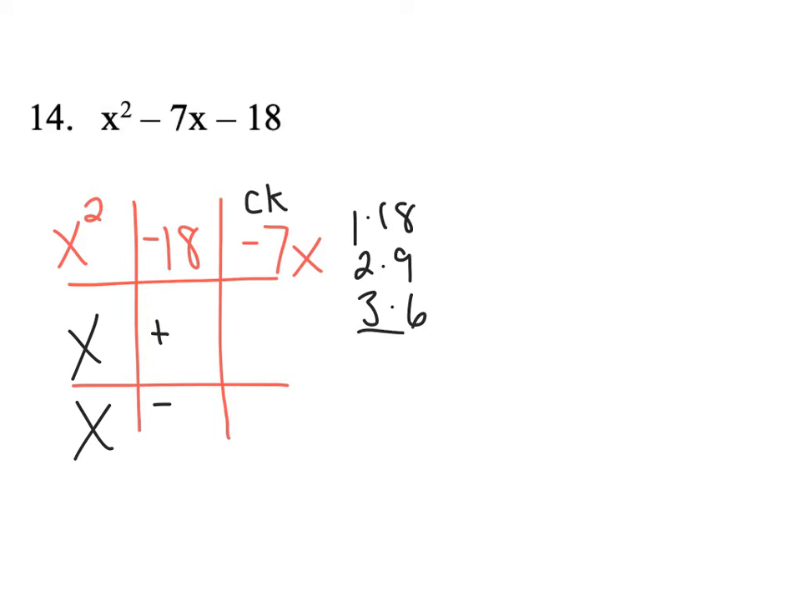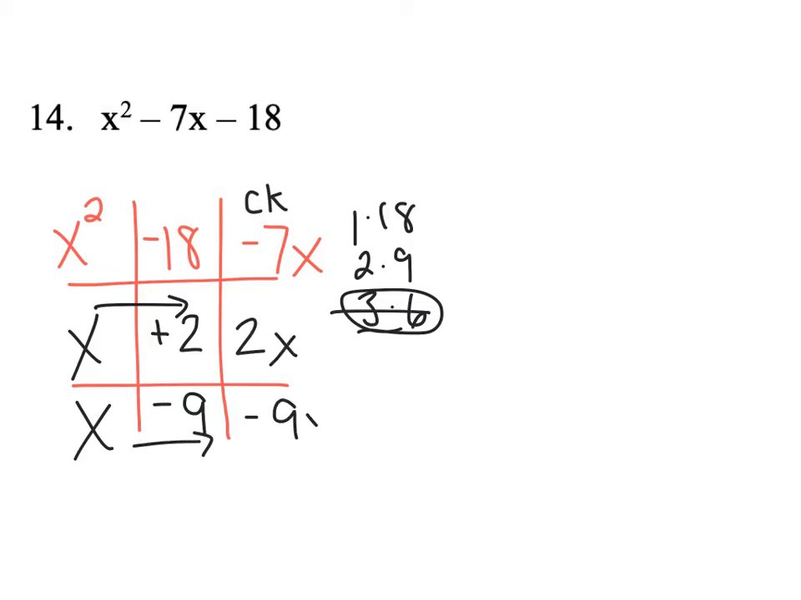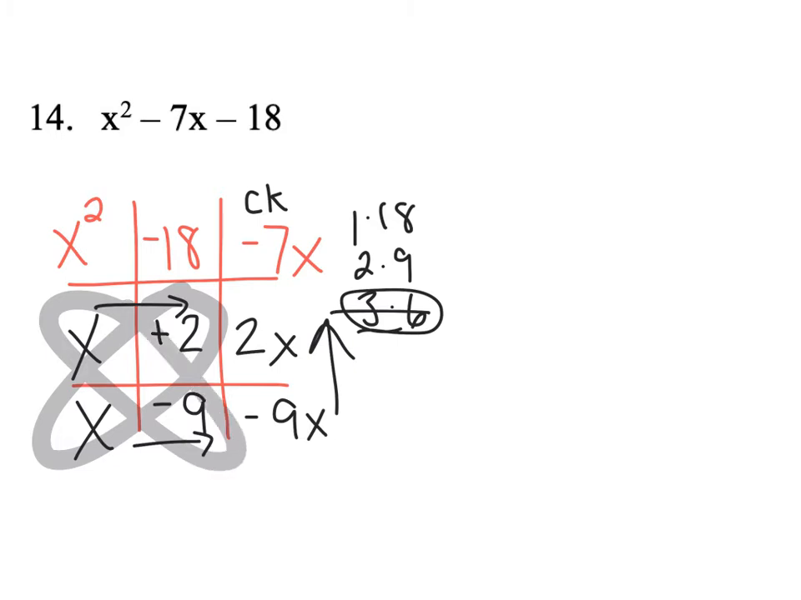So what am I going to do? I'm going to start with 3 times 6. Multiply across, that's 3x, and negative 6x adds to negative 3x. Not good. So I'm going to back up, and I'm going to try 2 and 9. I'm going to put 2 here and 9 here. Multiply across gives me 2x and negative 9x. And then I add, and sure enough, this plus this is negative 7x. So again, I've got my answer on the diagonal.